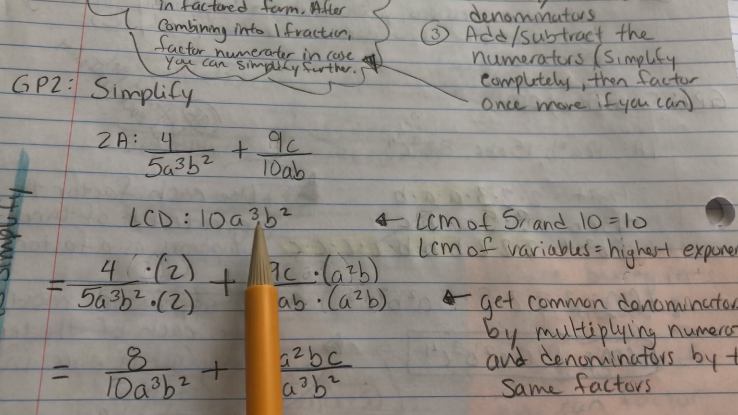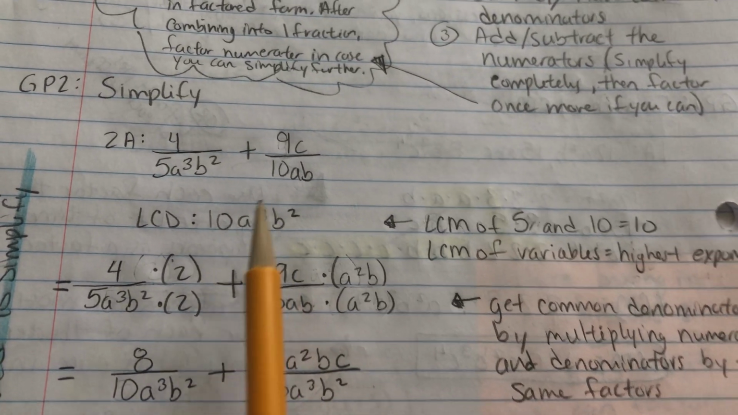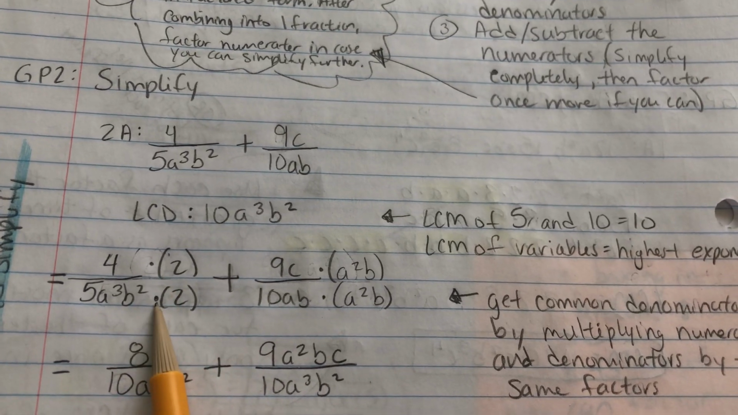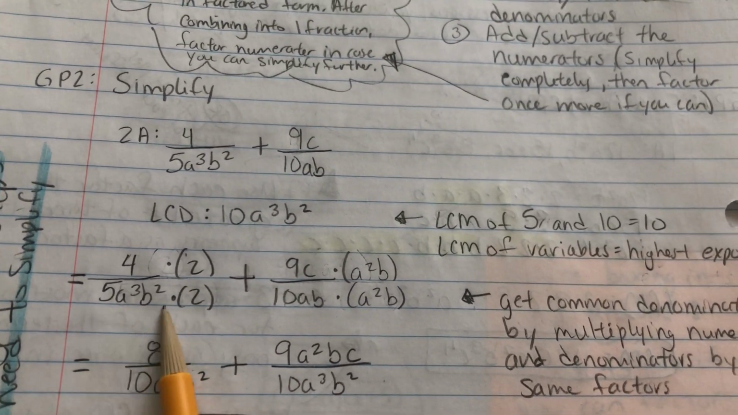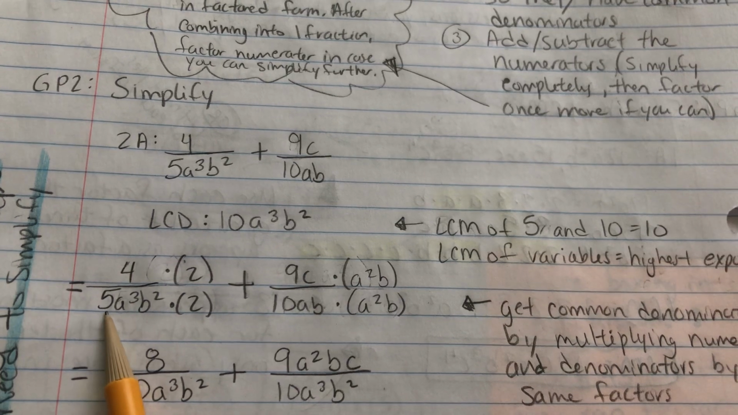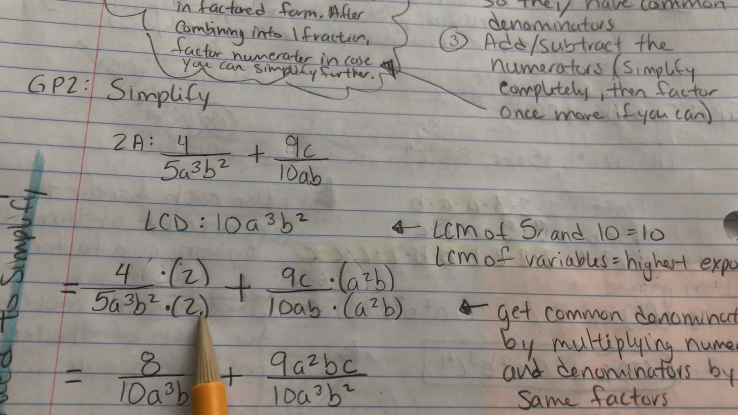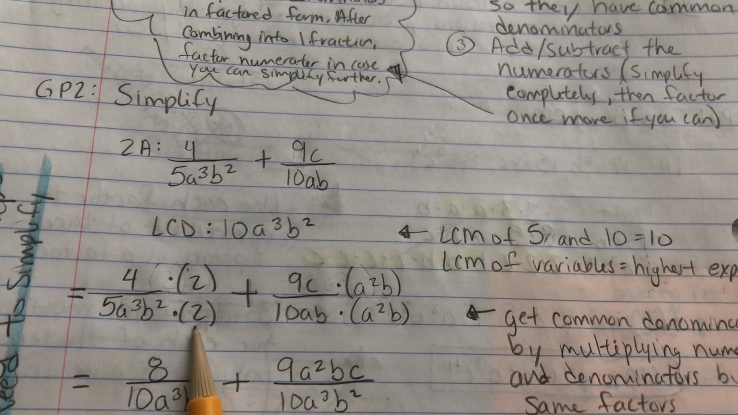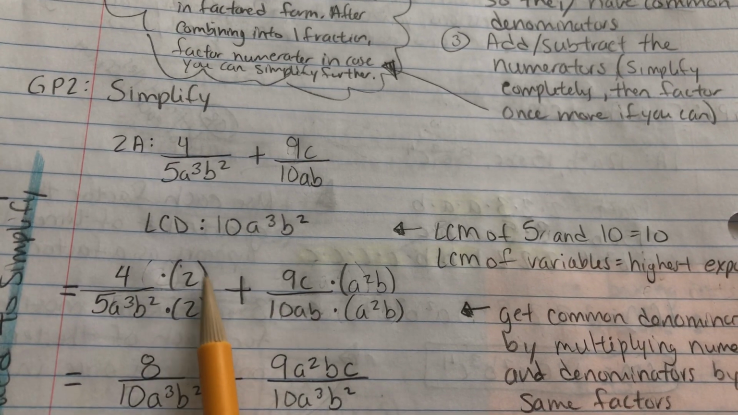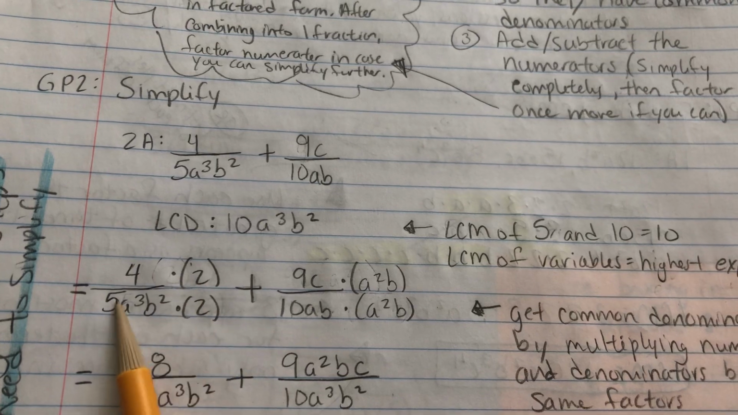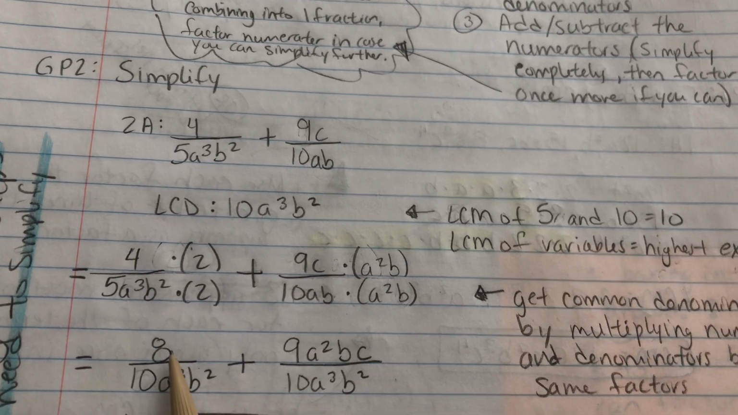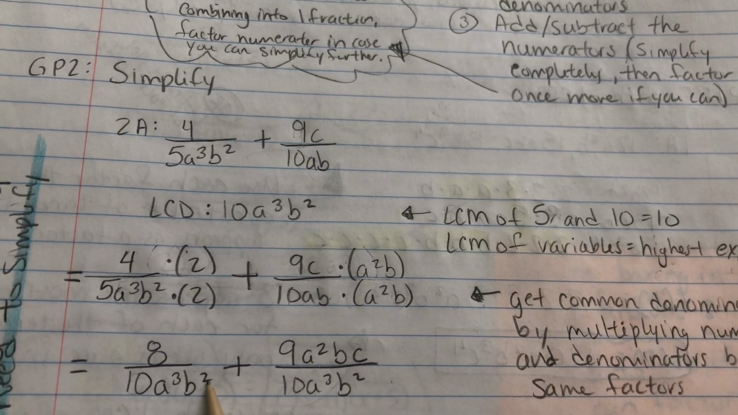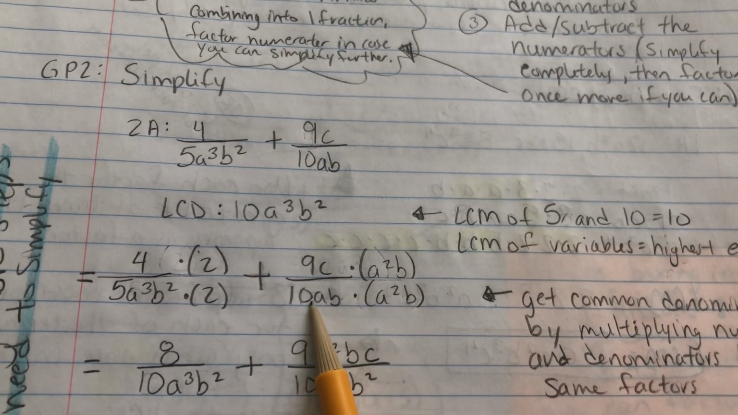Now, to get our fractions to have those common denominators, we need to see what's missing from that least common denominator and how can I fix it? Well, the only thing that's missing down here in the first fraction is my 5 needs to become a 10. So I do that by multiplying by 2. And anytime you change the denominator by multiplication, you also have to change the numerator by that same value. So we're going to multiply the numerator and the denominator by 2, and we'll end up with 8 over 10a cubed b squared.